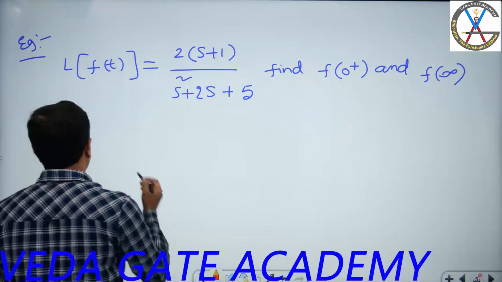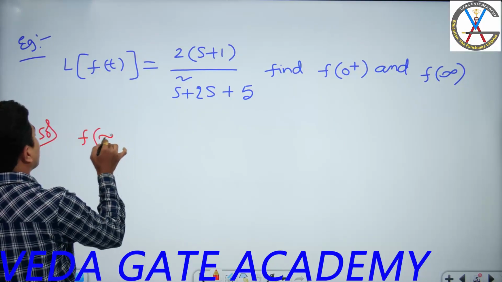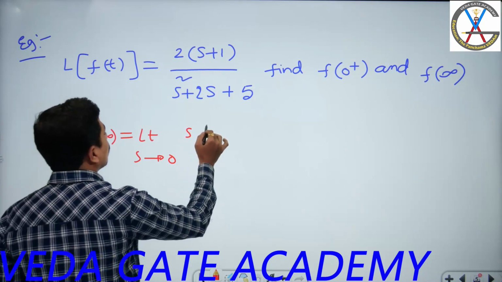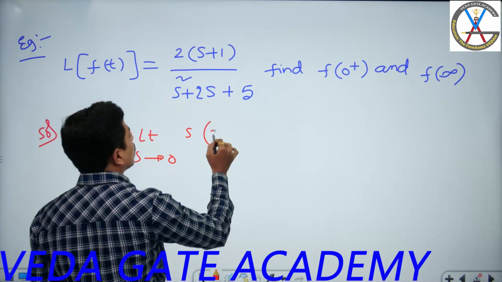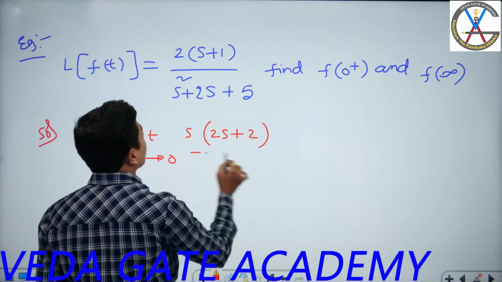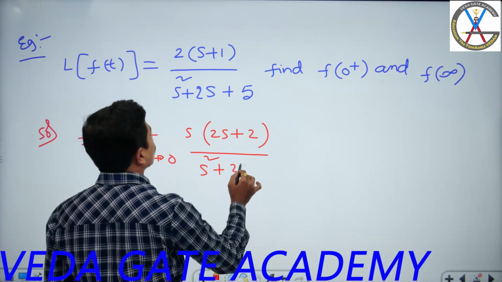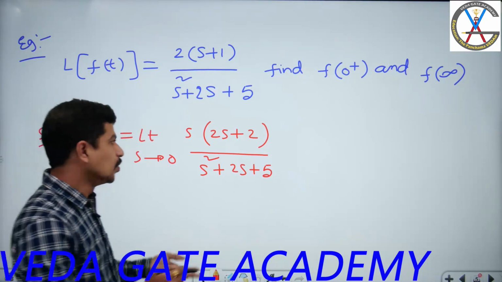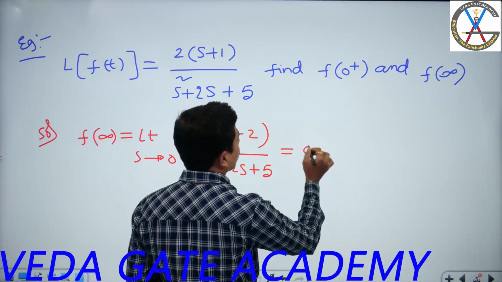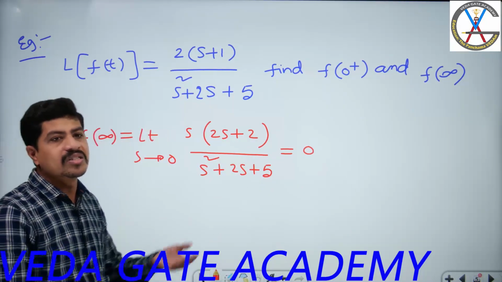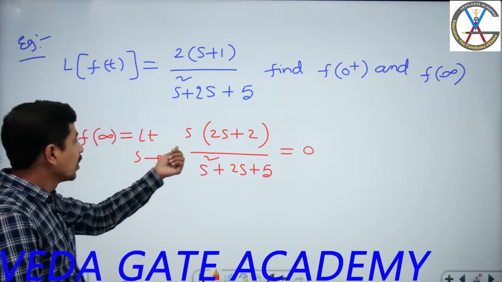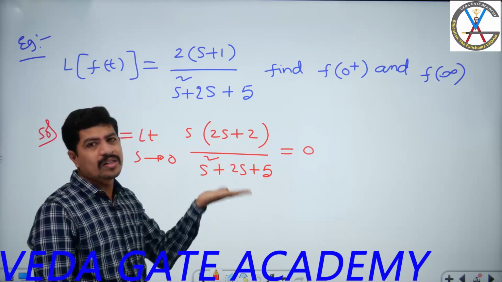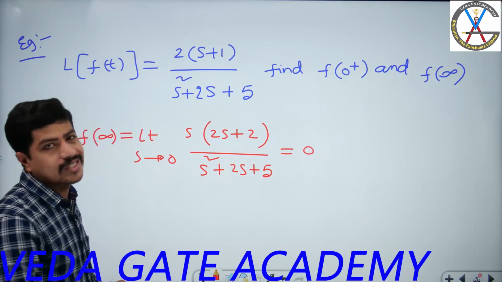Applicable. I can apply it directly. So f of infinity is equal to limit s tends to 0 of s into F of s, which is (2s² + 2s)/(s² + 2s + 5). Observe it. If you simplify, the answer we are going to get here is 0. If I substitute 0, 0 by anything is 0. Therefore, the final value is 0.